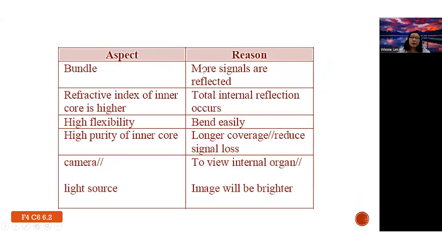So the first one, bundle, more signals are reflected. Then the refractive index of the inner core is higher, or vice versa, the outer core is lower, so that total internal reflection can occur. Then high flexibility, so that the fiber can bend easily. Then high purity of inner core reduces the signal loss. And like I said, you must have a light source, camera, or even lenses to be able to view the internal organs, or the image will be brighter if you add on the light source, rather than just the light from the surroundings. Okay, so this is how you answer these 10 marks questions.